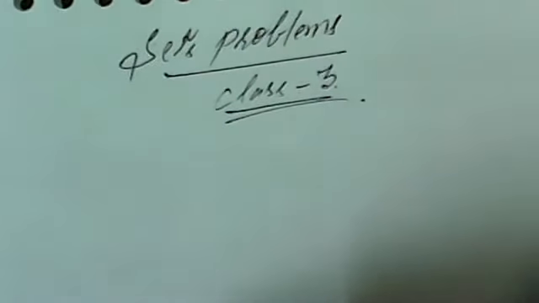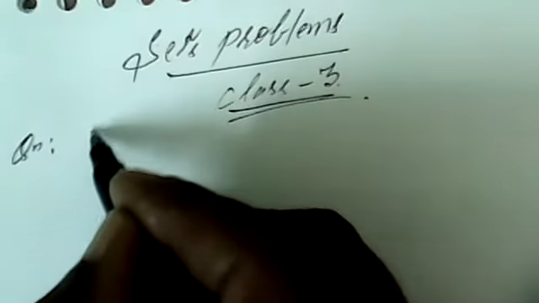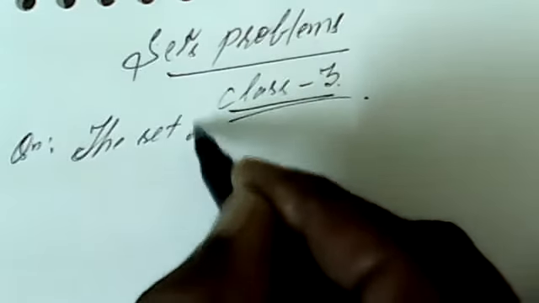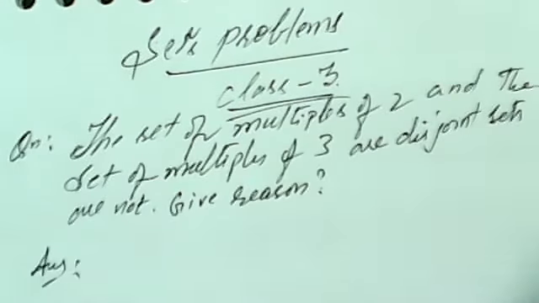In this third class, we are doing some problems on sets, and if possible, some more problems on logarithms. Now, the question is: are the set of multiples of 2 and the set of multiples of 3 disjoint sets or not? Give reason.